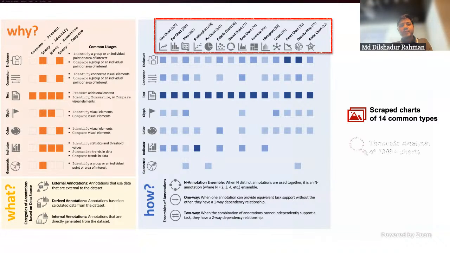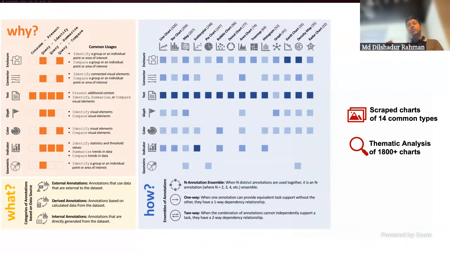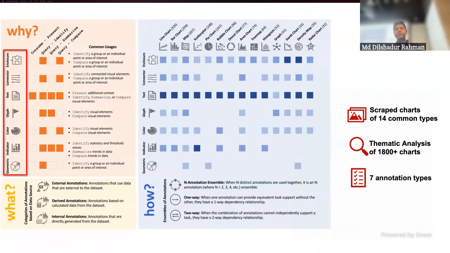And after pre-processing of the data, two co-authors of the paper coded a refined set of 1,800 static annotated charts. While coding, we looked at the different types of annotations that we found in the dataset, how often they showed up in different charts, what are the different patterns of their uses in different charts, etc. Our analysis revealed 7 distinct annotation types.